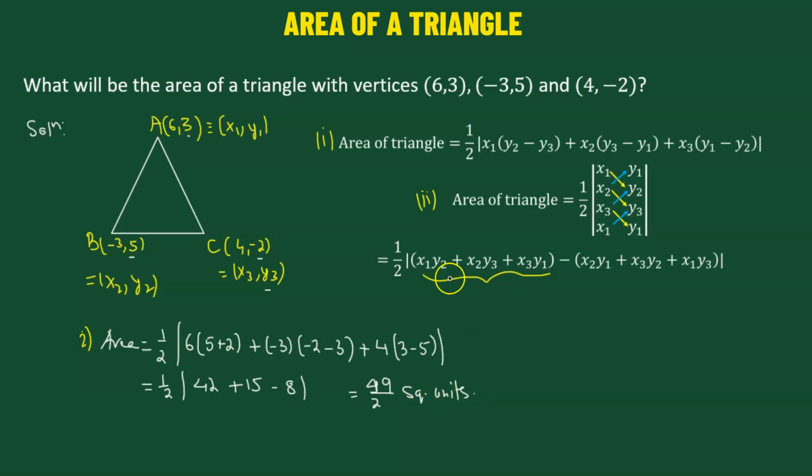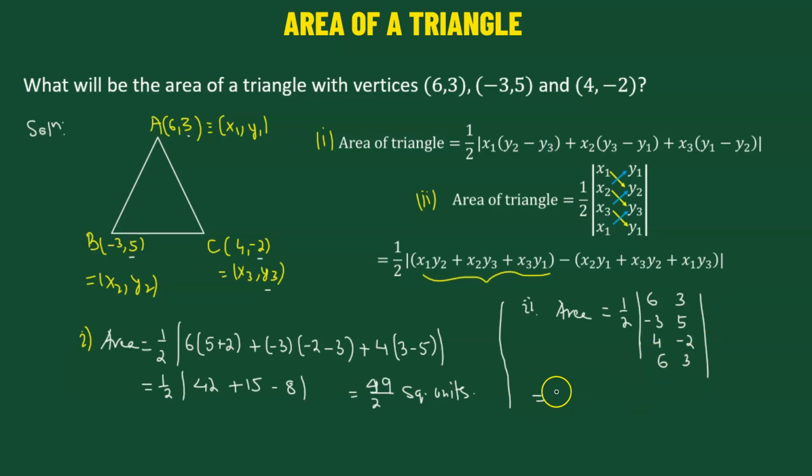Now you can verify this by also finding the area using the second method. So let's try that out as well. The area of the triangle: we start with vertex A, whose coordinates are 6, 3. Then in the second row, we take the coordinates of B, that's -3, 5. C has 4, -2. And A again, we have 6, 3.